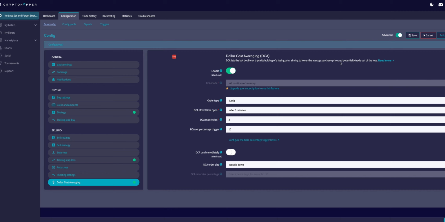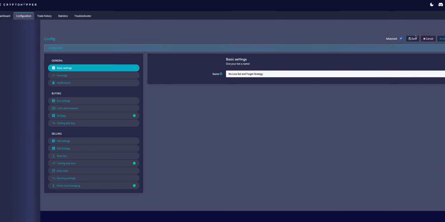That way it lowers the average price, and you can trade out of the loss a lot easier if the market is trending downward. If you have an order of $1 and then the market just completely collapses over the course of a month and it's down 50%, which does happen in crypto, well, you're going to be caught holding that for a long, long time. And so dollar cost averaging is already a way that you can mitigate that risk. So we're going to save that.